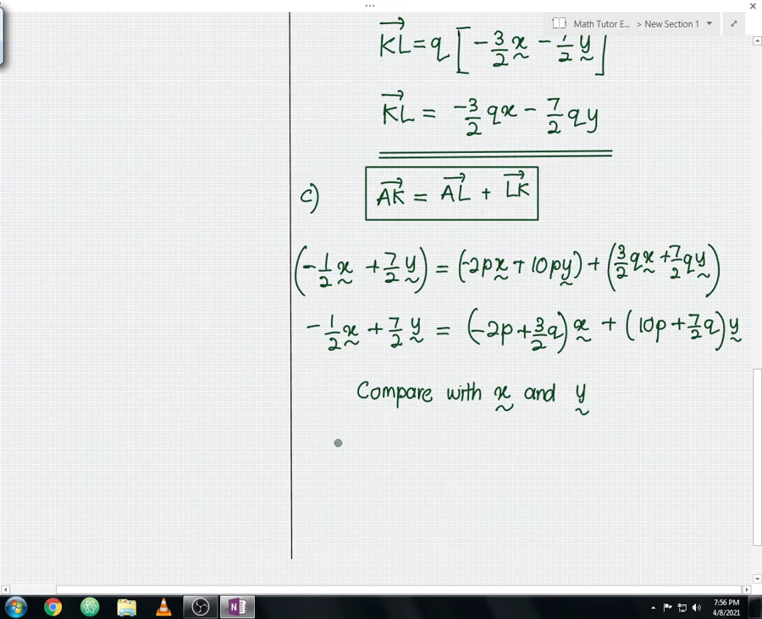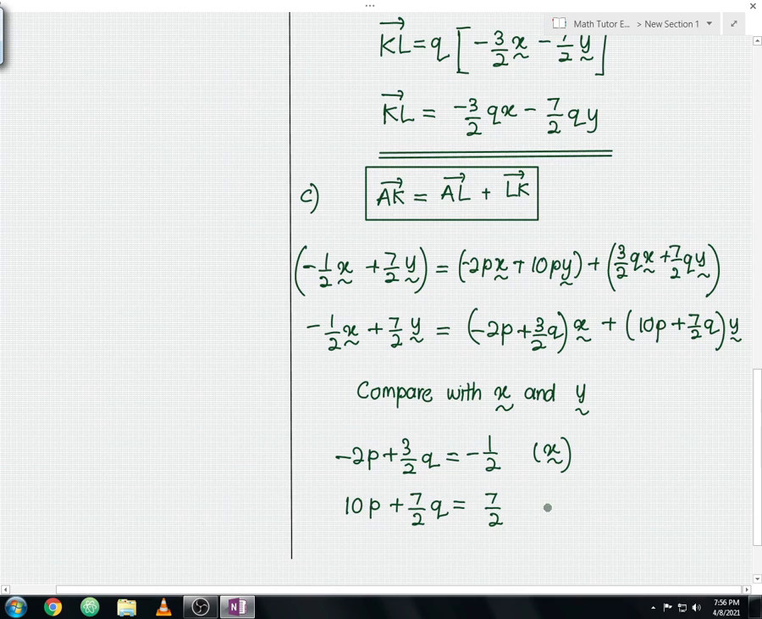Okay, so from here negative 2p plus 3 over 2 q is equals to negative 1 over 2. Okay, so this is the component x. Okay, and then continue with the component y. In this case is 10p plus with 7 over 2 q is equals to 7 over 2. Okay, so this is for the component y.